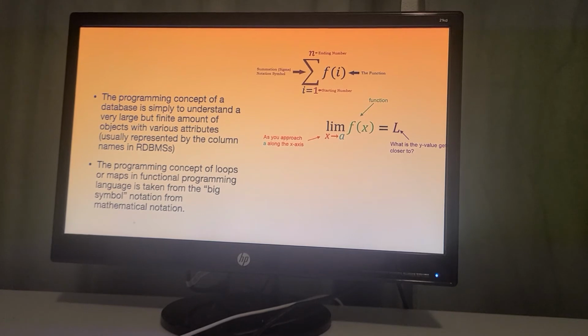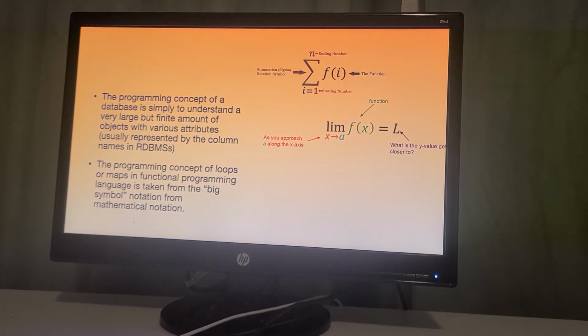And the point I'm trying to get across in this video is that the programming concept of a database is simply to understand a very large but finite amount of objects with various attributes. It is a set. These are usually represented by the column names in relational database management systems.